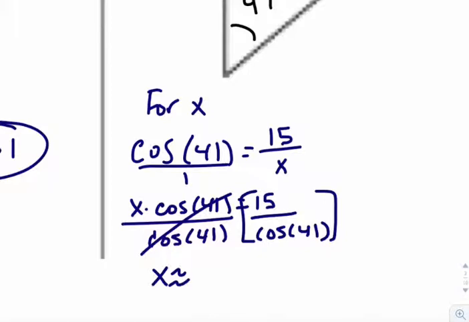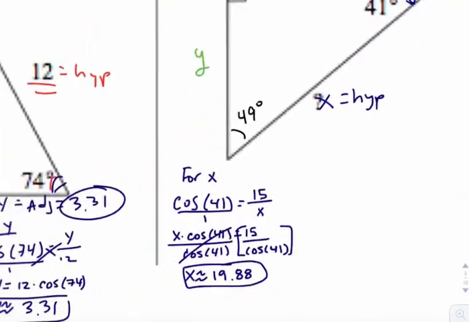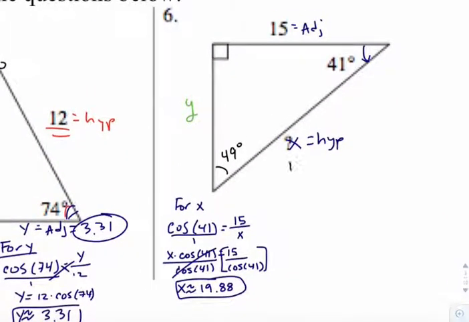I have 19.88. Now, being the hypotenuse, this should be the biggest side length. Ergo, it should be bigger than 15, and it is. So it's a number that I can believe in as far as validity in my answer.